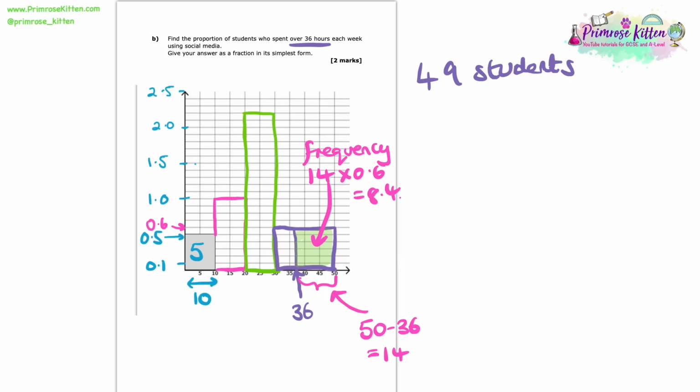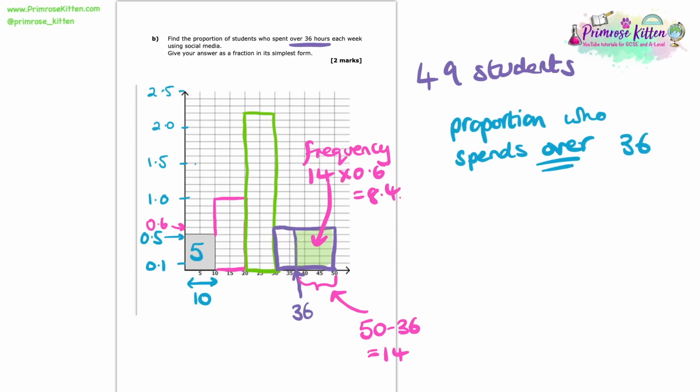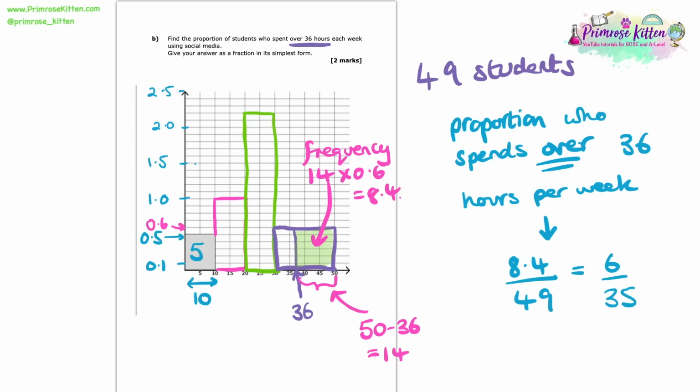But this question wants a proportion given as a fraction in its simplest form. So to do that, we're going to take that 8.4 and divide it by 49. Now what I recommend you doing right now is just putting that into the calculator. So we're going to put into the calculator 8.4 over 49. And that gives me an answer of 6 over 35. And that is our answer as a fraction in its simplest form for the proportion of students spending over 36 hours each week on social media.